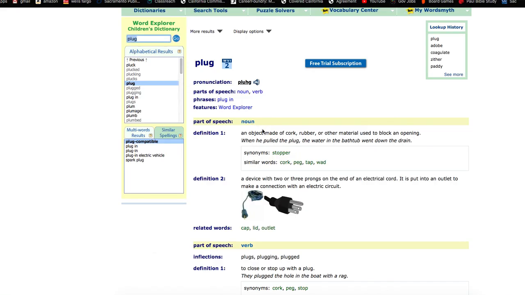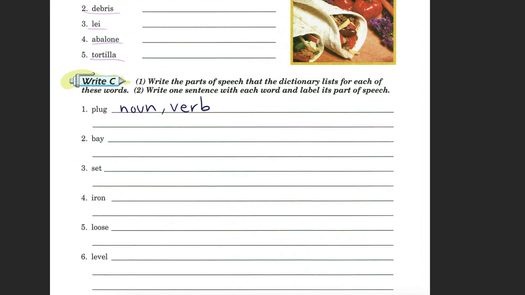I think what they want you to do is look for a sentence here. When he pulled the plug, the water in the bathtub went down the drain. So remember, you've got to write small.